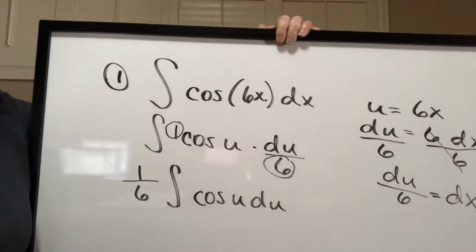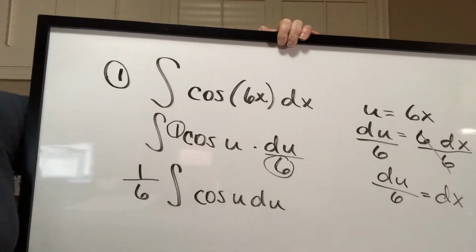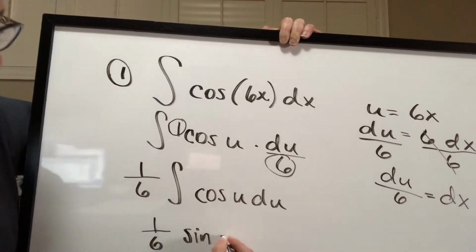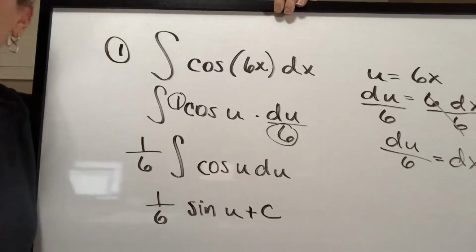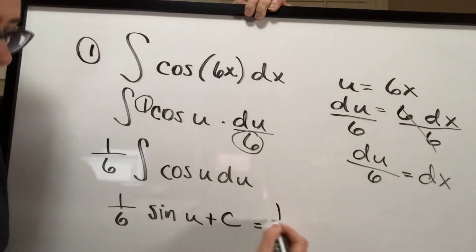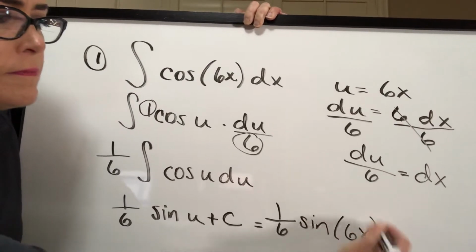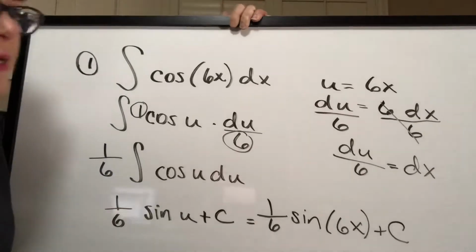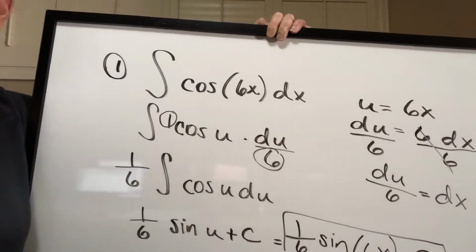Now you would look at your table of indefinite integrals, and you'll see that the integral of cosine x is sine x. So you would keep the 1/6. In place of this, you would put sine of u in this case. And then, of course, you need your plus c. For your last step, you just go back and fill in whatever u was, which was 6x. So your answer for question number 1 would be 1/6 sine of 6x plus c. And there we go. That would be your answer for number 1. All right, and that'll do it.